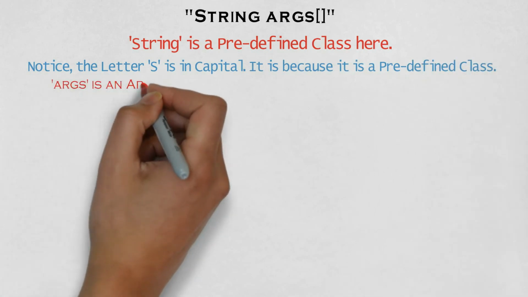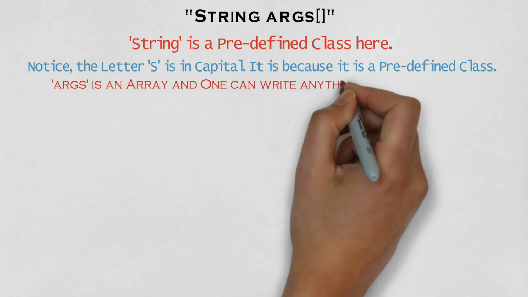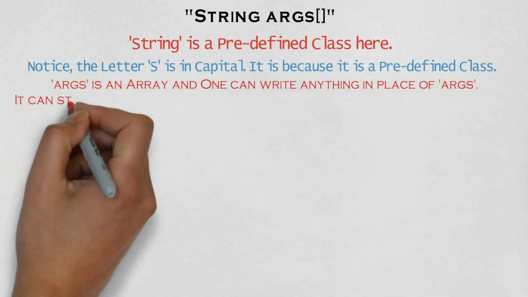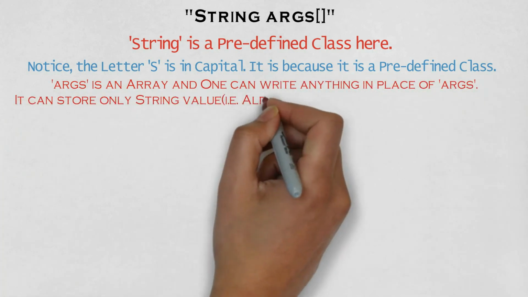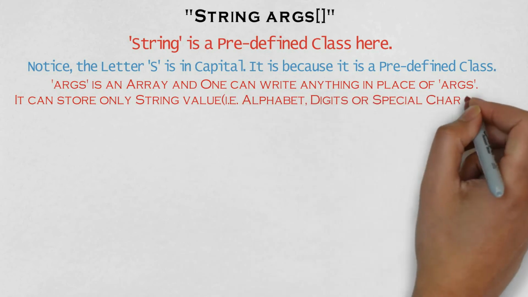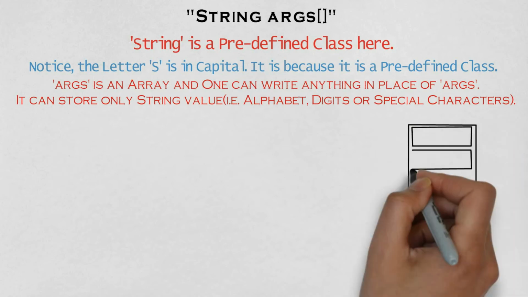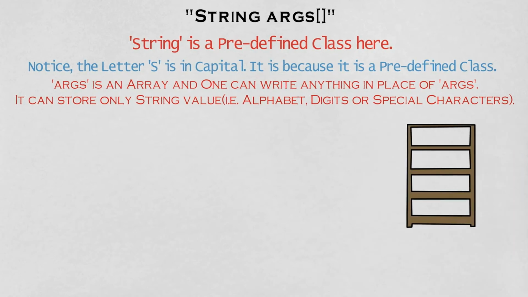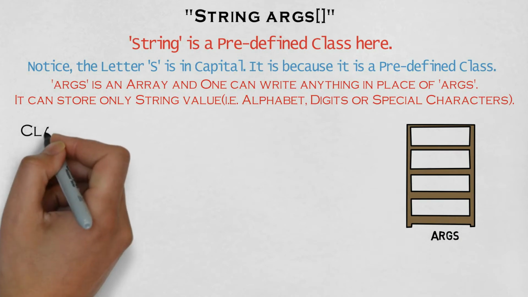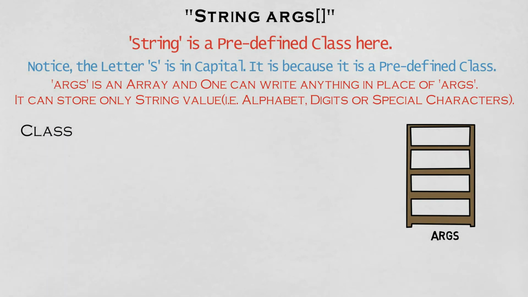Now coming to args, it is nothing but an array and you can name the array anything instead of args. It can store only string values. Since it is a string array, values like alphabets, digits and special characters can be stored. An array is like a storage almirah or a rack in which you can store values one by one.